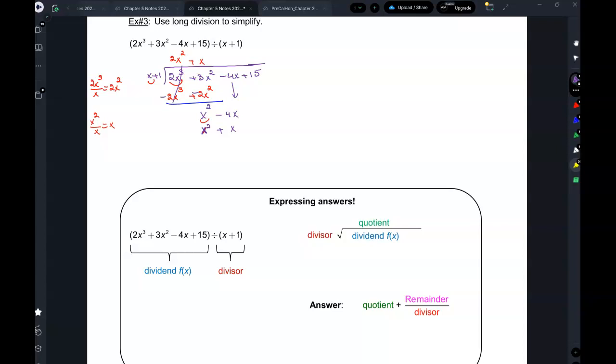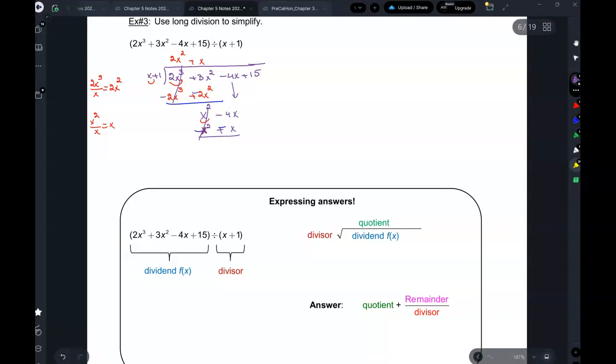How do you get the second number again? The x. Okay, once we got here, you always have to divide the first number by this number. X squared over x gives me x. Okay, now draw the line, change the sign, and combine.